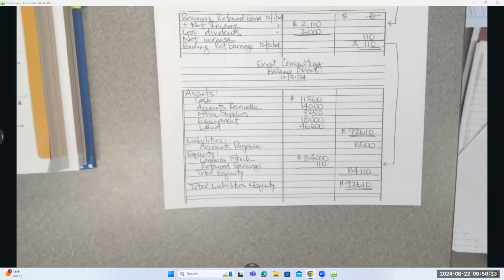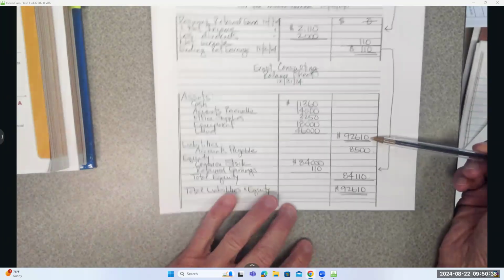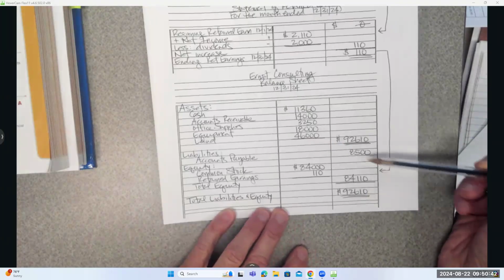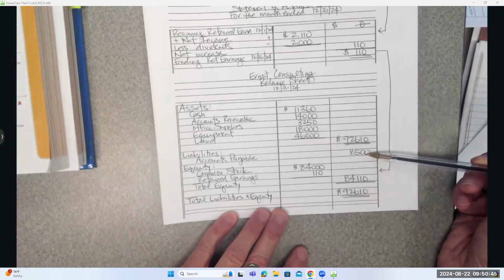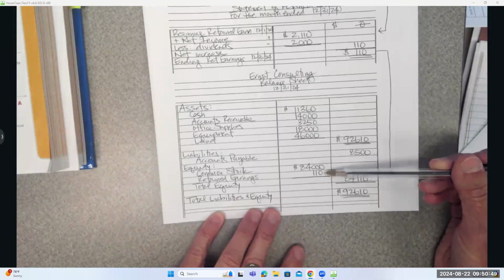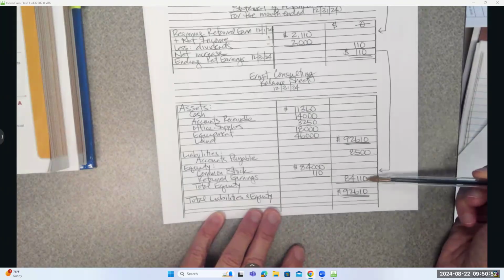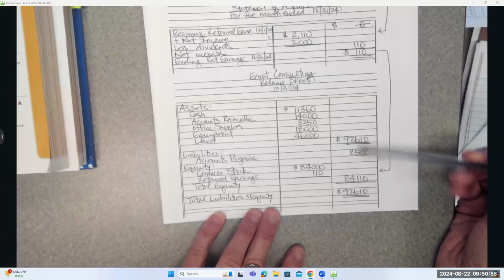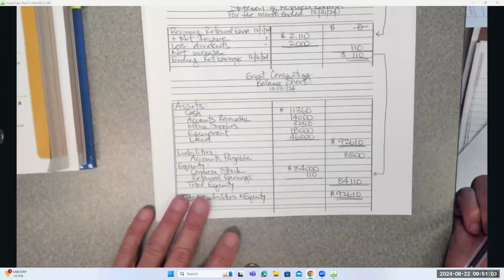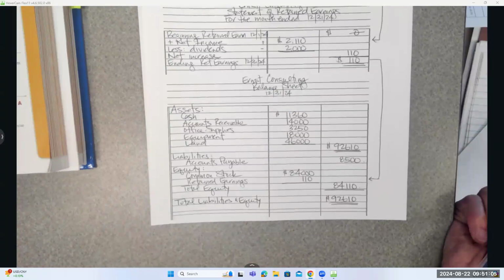How did you come to the 92,610? For the assets, it's the total of these, the total assets here. And then to get to this, it's the total of the liability of 8,500 plus that ending equity, which is the stock plus the retained earnings to get the total equity, and the 8,500 plus the 84,110 is 92,600. And then these two have to agree. Assets equals liabilities plus equity for our fundamental accounting equation. Okay, I got it. Thank you.